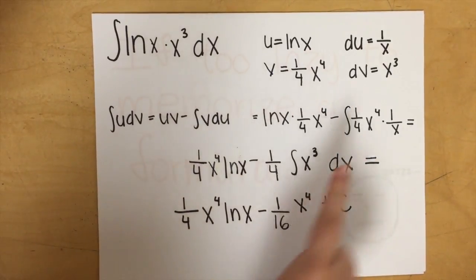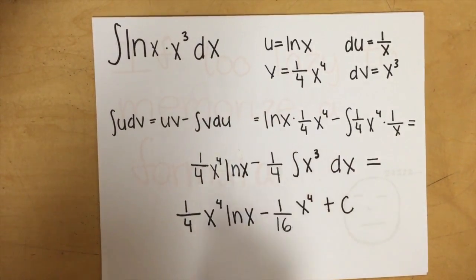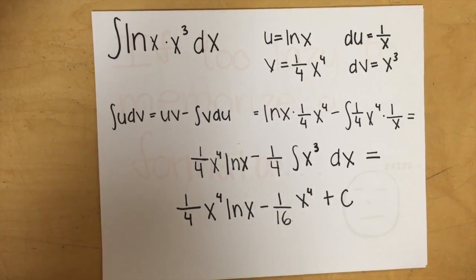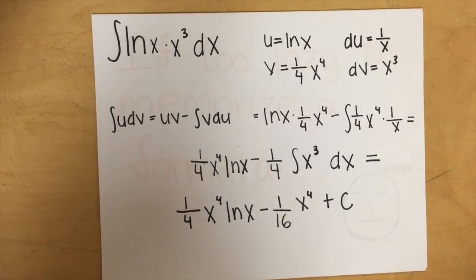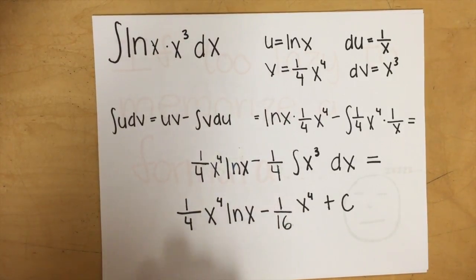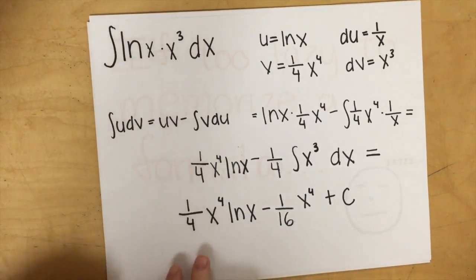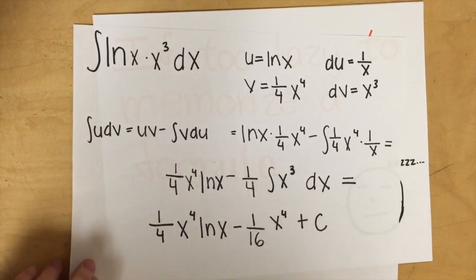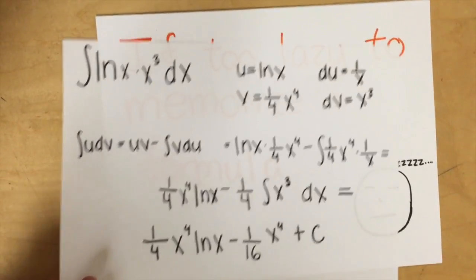Then you take the integral of that and then you solve and you get 1/4 x to the 4th ln of x minus 1/4 integral of x cubed dx. And then you integrate that. It should just be x to the 4th over 4 and you would multiply it by 1/4.